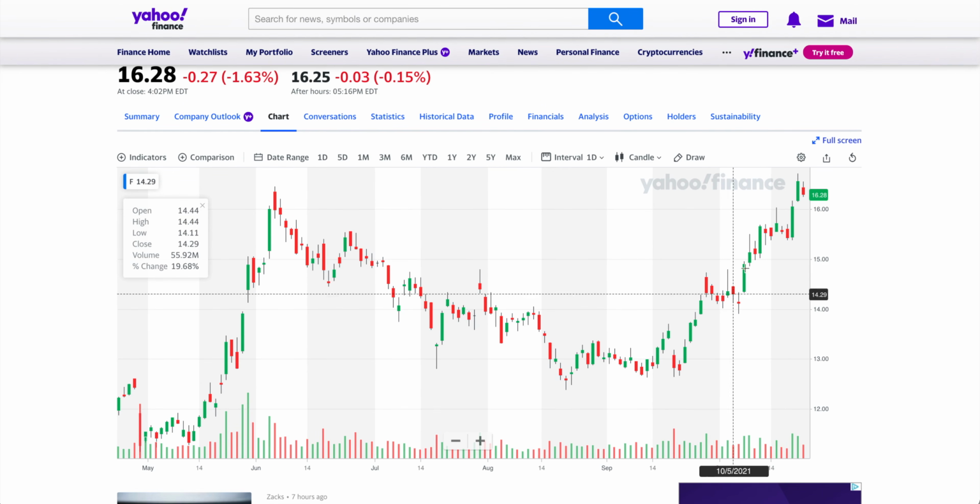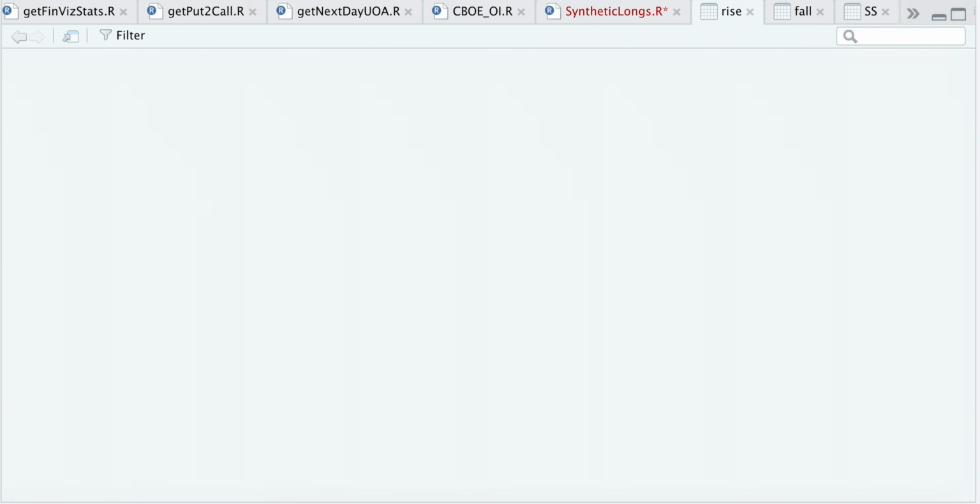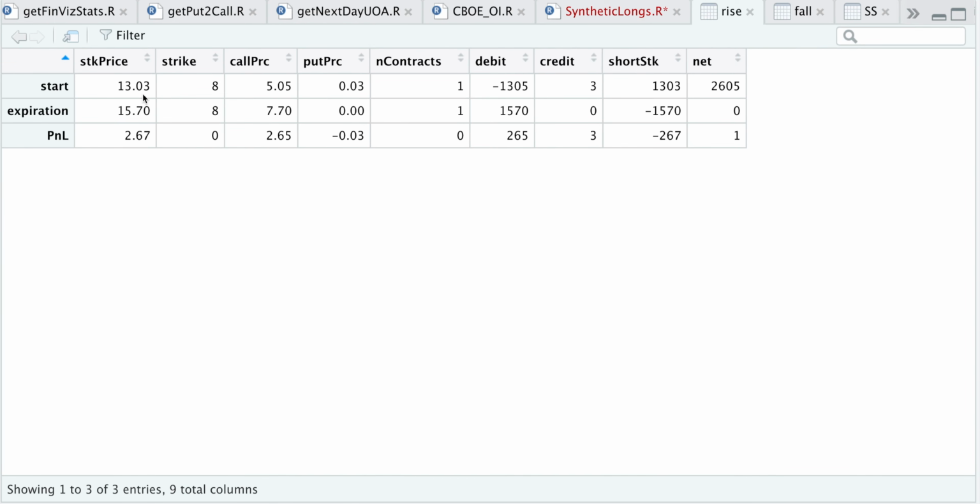So we had a substantial run up. So we'll take a look at the scenarios. So since the strike price is 8, we'll get the rise scenario. So we open up that data frame. We see that our starting price was $13.03. At expiration, it was $15.70.